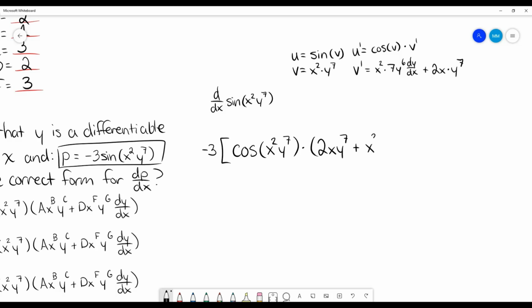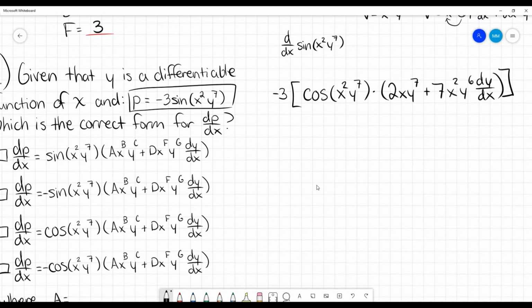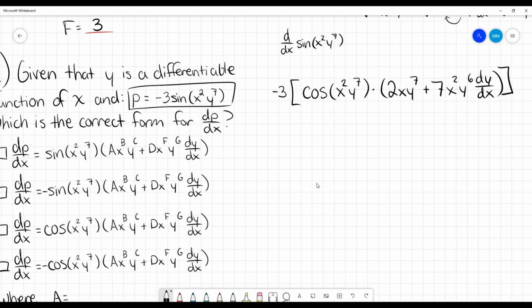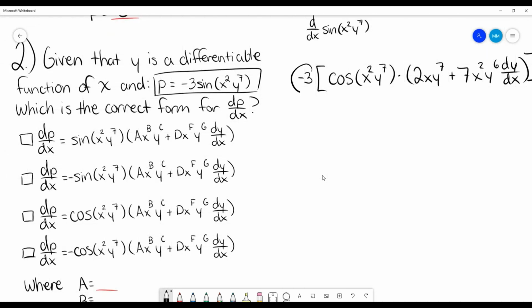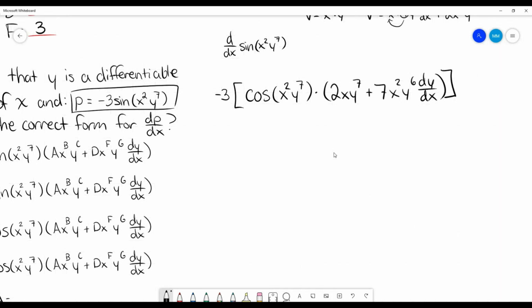plus, I'm going to put the, if I've got a constant coefficient, I always want to put that in front, so I'm going to put the 7 in front there. So it's 7x squared y to the 6th dy dx. There we go. And now we've got a pretty clear idea of which one it is. We haven't distributed this -3 yet, but that's okay. So I see clearly that it's not going to be this one. It's not going to be that first option. It's not going to be the second option because we know we've got a cosine. Let's go ahead and distribute out that -3, see where it gets us.